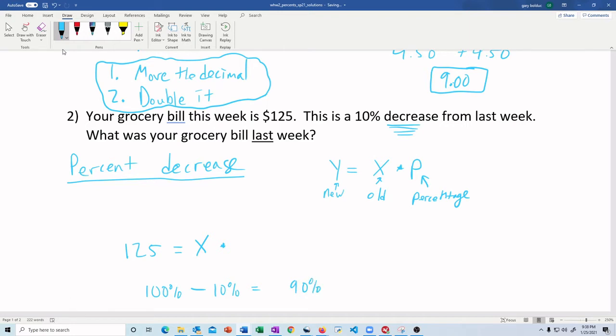That's my P. So remember, whenever you do percent decrease, you take 100% minus whatever percentage you want to take away, because it's a decrease. That tells you what percentage is left, and that goes in for your P. So remember, it's crazy: this one formula, all these different examples.